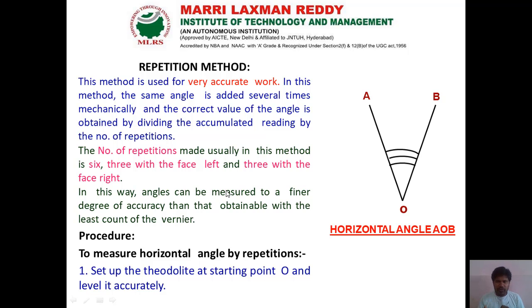The number of repetitions used in this method is normally 6. Three are with respect to face left observation, another three with respect to face right observation. By taking the average reading we can get the horizontal angle between the two objects. In this way the angles can be measured to a finer degree of accuracy than that obtainable with the least count of the vernier.